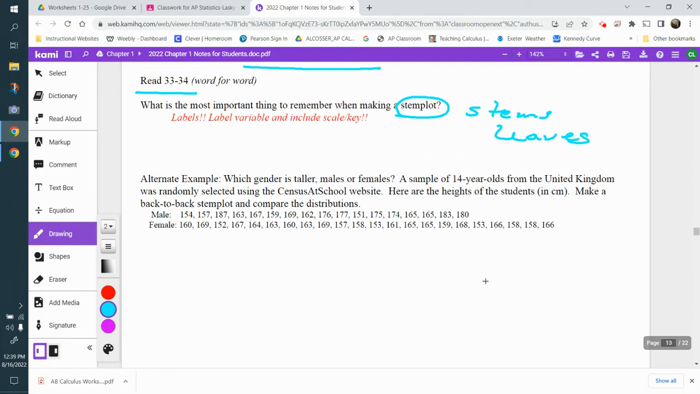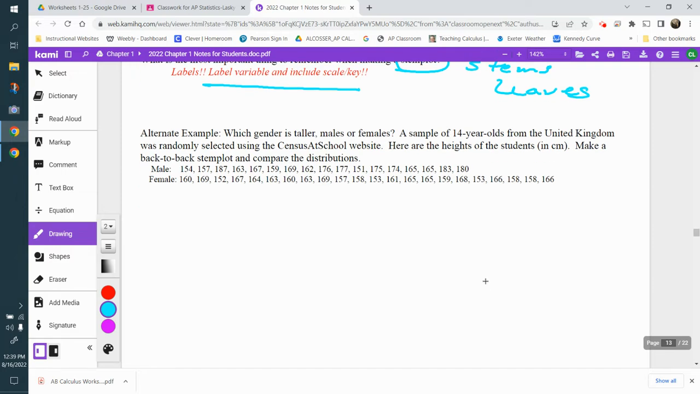What's the most important thing to do is you have to label what we're dealing with. I'll explain that here in a second. So that's the most important thing, labeling. Same thing with our graphs, everything else. So what we can do is this. If we take the males, this is the heights of students in centimeters. So I write the heights of students in centimeters, and then I do this.